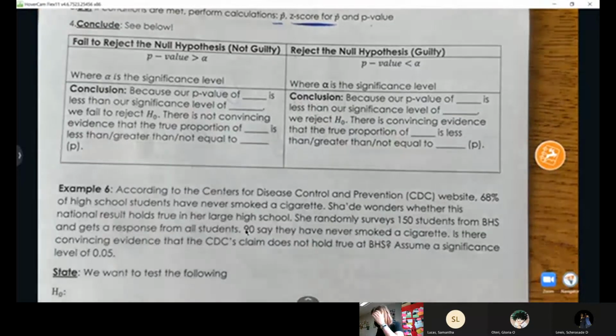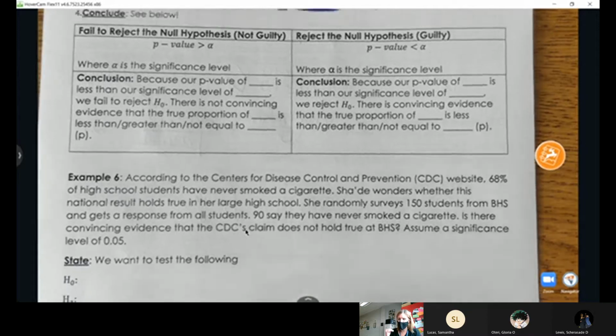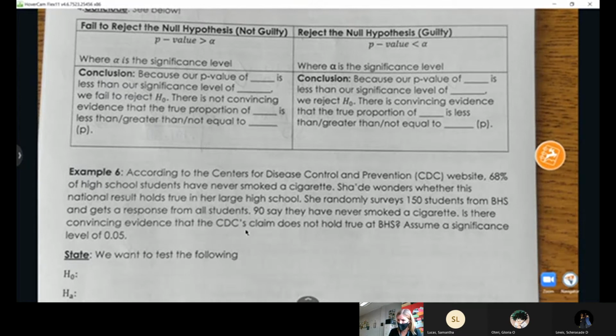All right, I'm going to go ahead and switch it to 6 on the Nearpod. The first thing you're going to do is the state part and the plan part, and then we'll go over that. You guys just let me know when you want me to look over your answers for number 6. We're just doing the first two pieces, going to go over it, and then we'll do the do and conclude part.